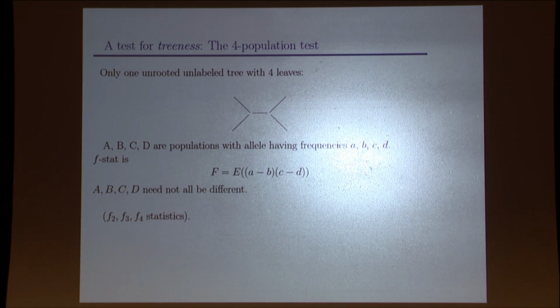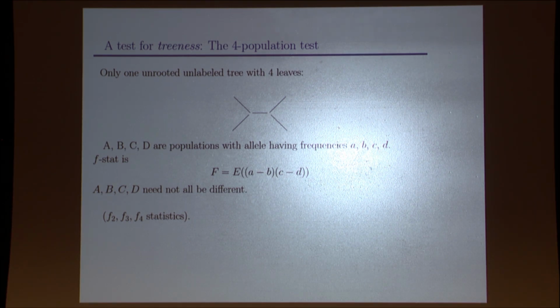And so you've got A, B, C, D, and the allele frequencies are little a, little b, little c, little d. So I define an F4 statistic to be the expected value of A minus B times C minus D.